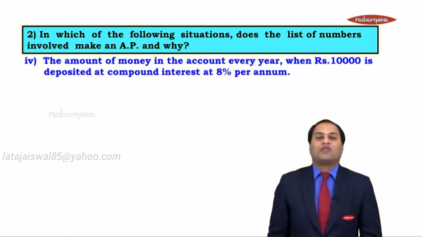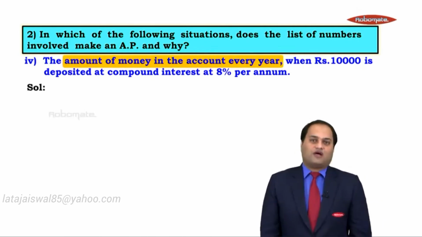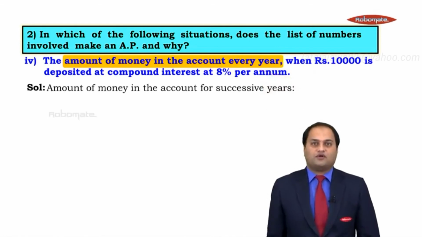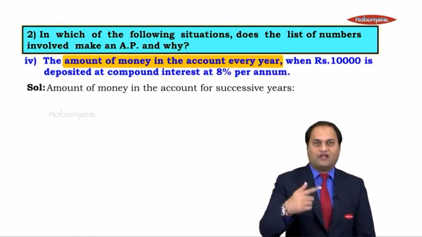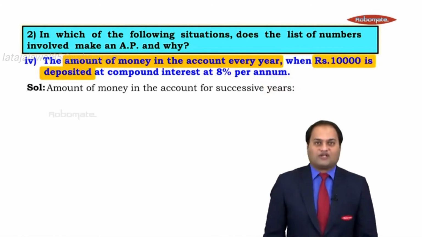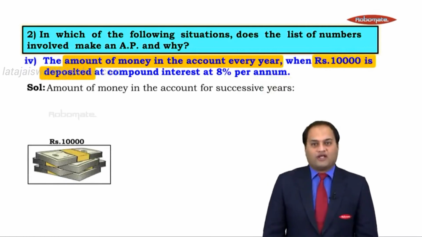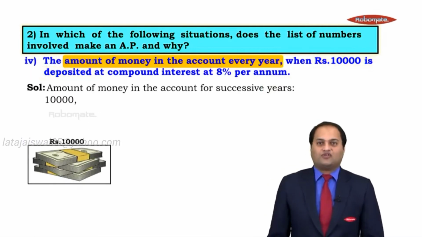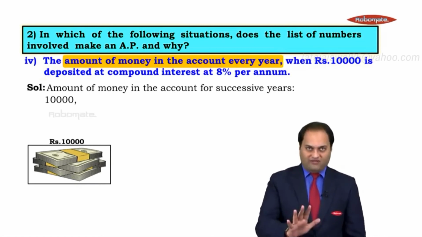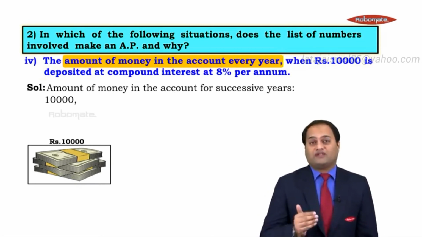Let's understand. The initial amount deposited is rupees 10,000, right? And we are finding the list of the amount of money for the successive years. So 10,000 is the initial money, so 10,000 becomes your first term. Very, very simple. Now let's see how to find the next term.